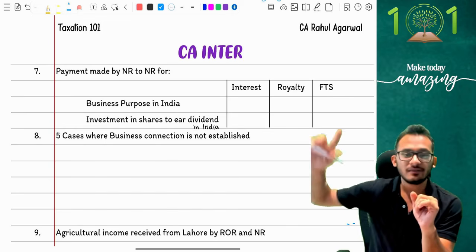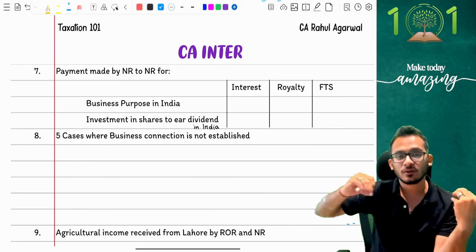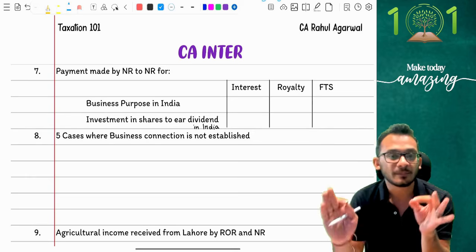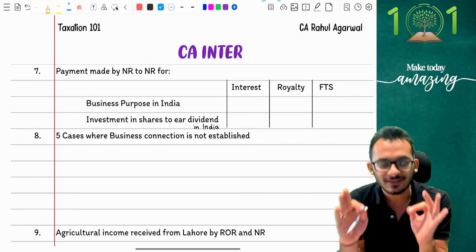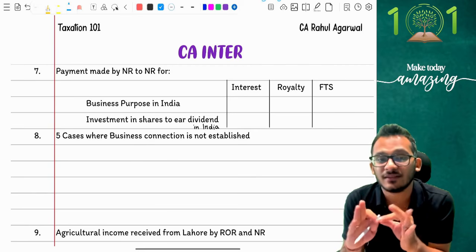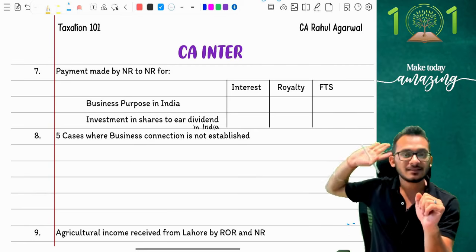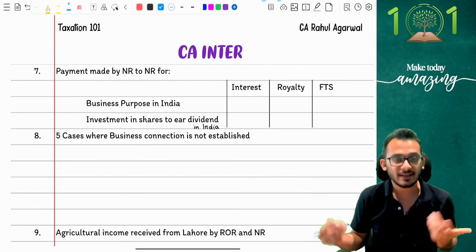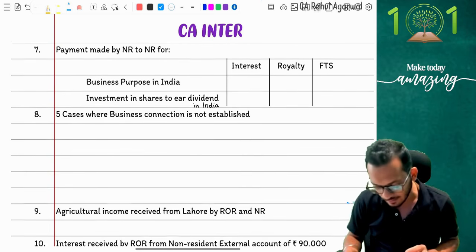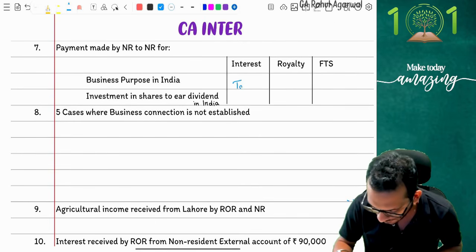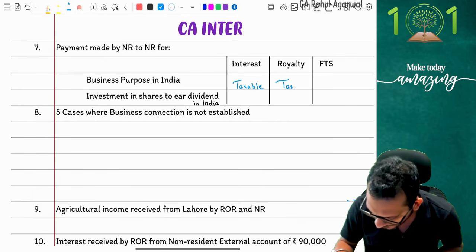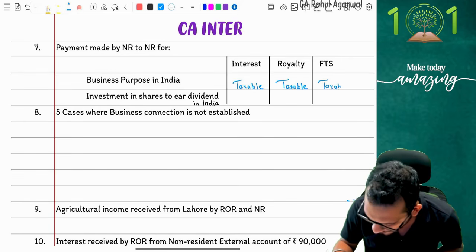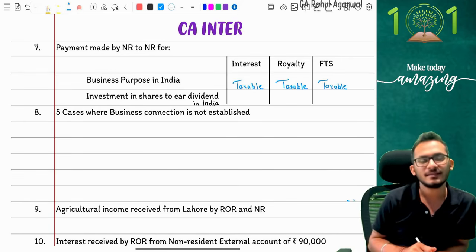So, in a conversation of NR to NR, I am not bothered who is the payer. I am not bothered who is the receiver. I am only bothered about one thing. The question is, am I going to utilize the services in India? Notice the first line says the business purpose is in India. When the utilization is happening in India, all incomes are taxable in India. You cannot avoid this transaction, which means whether it is royalty, interest or FTS, the answer becomes taxable.